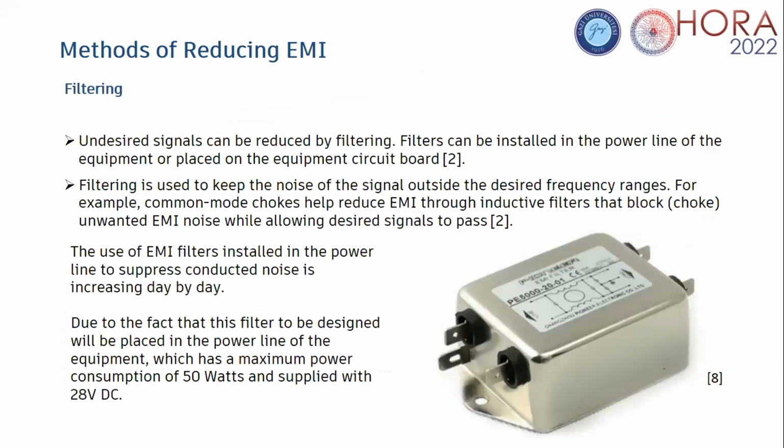Filters can be installed in a power line of the equipment or placed on the equipment circuit board. Filtering is used to keep the noise of the signal outside the desired frequency ranges. The use of EMI filters installed in conductors is increasing day by day. The filter to be designed will be placed in the power line of the equipment, which has maximum power consumption of 50 watts and is supplied with 28 volts DC.